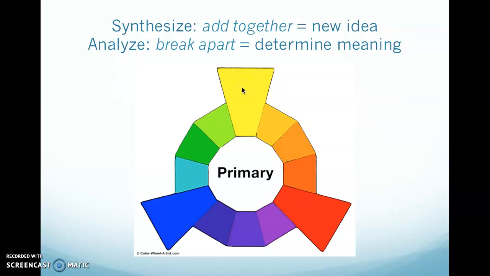So we can't really analyze primary colors, right? Like yellow, red, or blue, because they can't break down any further than that. They're primary, they're first. That's rock bottom on the color wheel. But we can analyze orange. Orange is one part yellow and one part red. Purple is one part red and one part blue. And then green is one part yellow and one part blue. We can synthesize and say that yellow and red make orange, but you can't analyze the primary colors. You can only analyze secondary colors like orange, green, and purple.